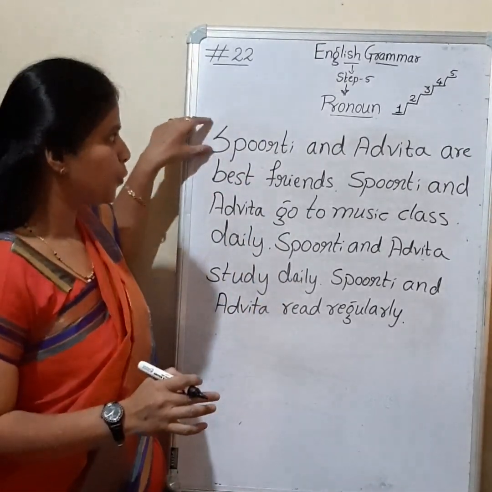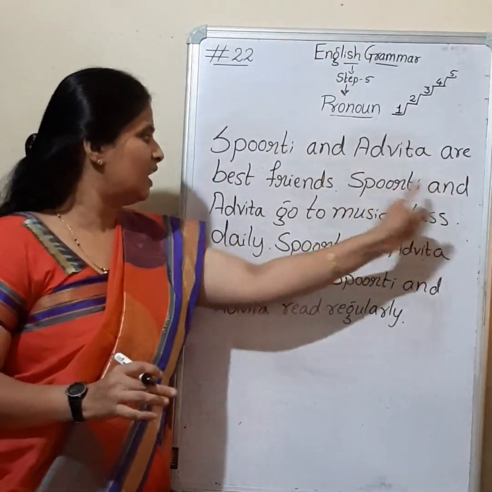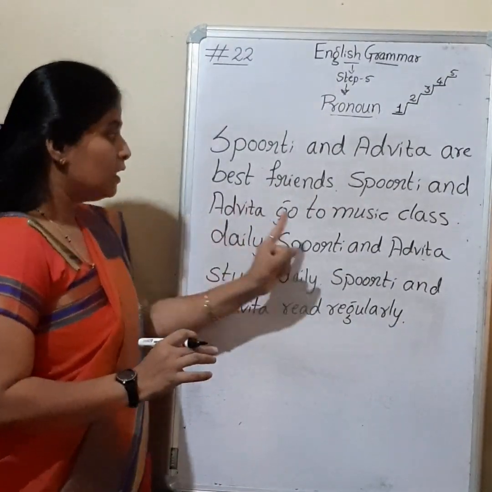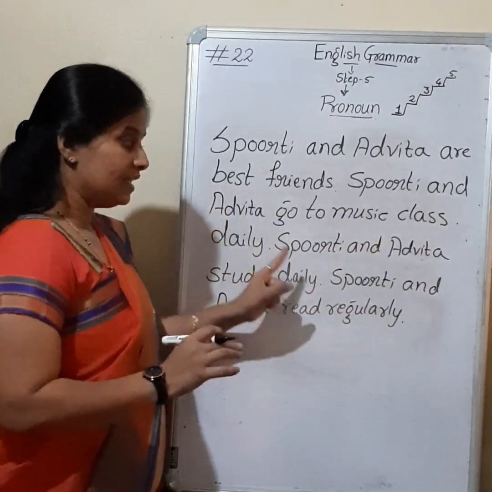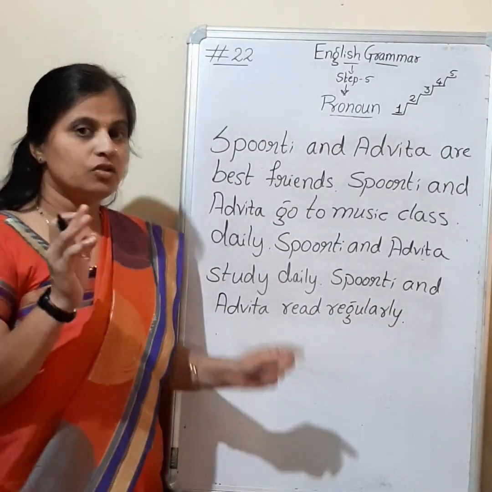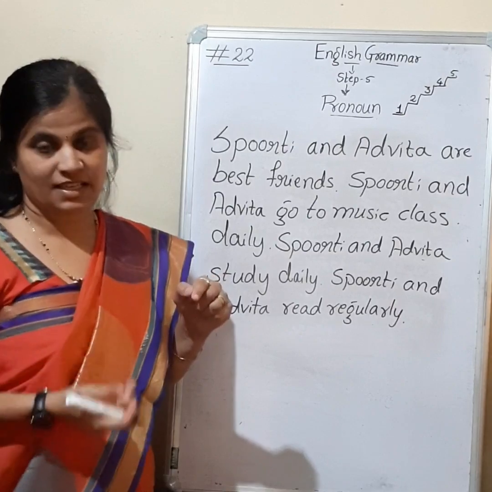Okay, so Spurti and Advita are best friends. Spurti and Advita go to music class daily. Spurti and Advita study daily. Spurti and Advita read regularly. So you can just see the repetition of noun in the sentence, right?